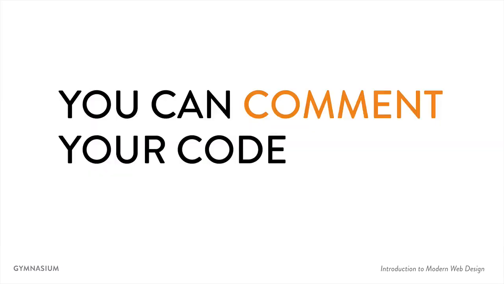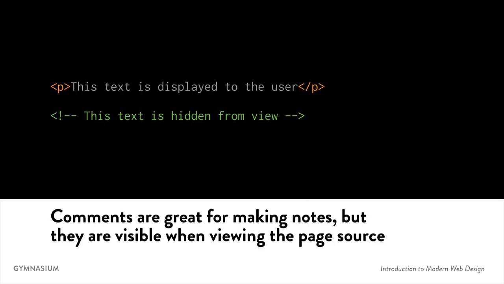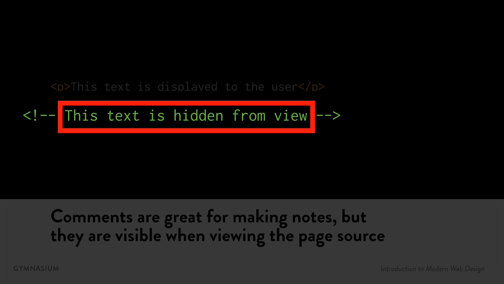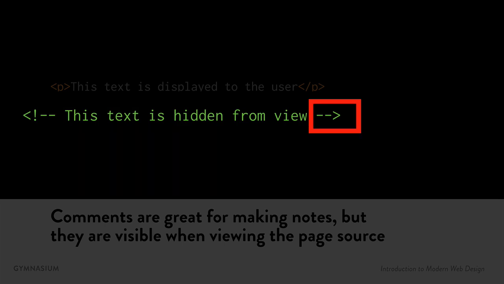With HTML, you can comment your code and leave little notes for yourself or for other people that might be editing your document. In this markup example, we see a paragraph followed by some other code that's in green. Now, the code that's in green starts off with a less than symbol or an opening angle bracket, an exclamation point, and 2 dashes, or minus signs. It then contains text. This is text hidden from view. And then it finishes with 2 dashes and a greater than symbol, or a closing angle bracket.